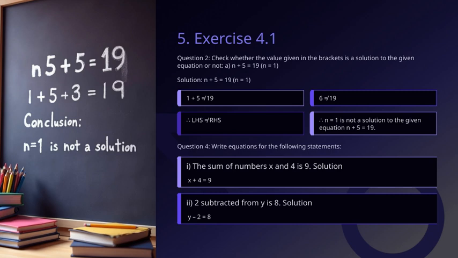Moving on to question 4, here we're asked to write equations based on given statements. The first statement is that the sum of a number and 4 is 9. To express this mathematically, we write x plus 4 equals 9. The second statement says that 2 is subtracted from y, resulting in 8. So, we write this as y minus 2 equals 8. What's important here is understanding how to translate words into algebraic equations. It's a fundamental skill that helps us analyze and solve real-world problems using math. So, always remember when the words say the sum of, think addition, and when they mention subtracted from, think subtraction.